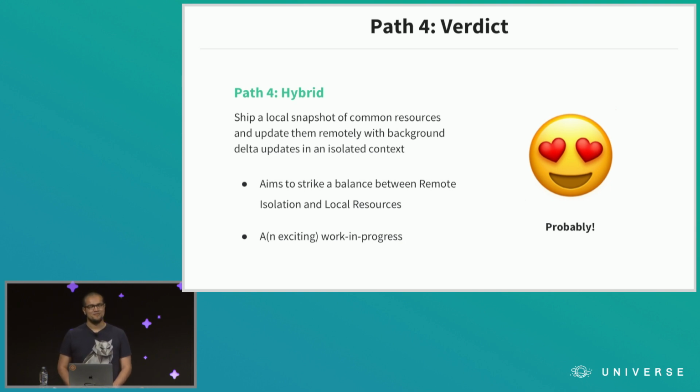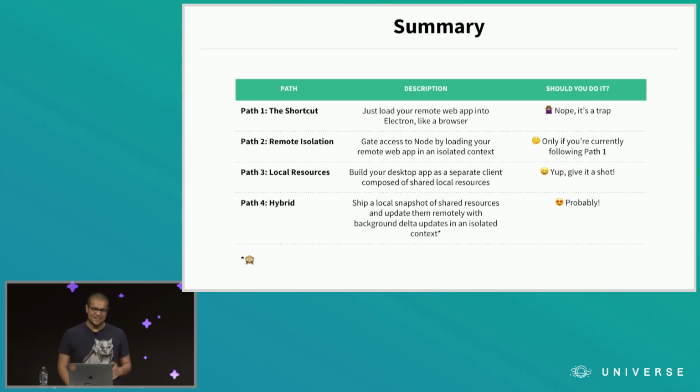All right, so to summarize, in our first path, the shortcut, we just loaded our web app into Electron as if it were a browser. Didn't quite work out for us. It's a bit of a trap. I wouldn't recommend it. Then we tried remote isolation, where we gated access to Node by loading our remote web app in an isolated context. Definitely do it if you were looking at the shortcut path, but you might want to try out the third path, local resources, where we are building a completely separate client composed of shared local resources, or the hybrid path, where we're combining that with remote isolation and adding background Delta updates. Probably. It'll probably work.